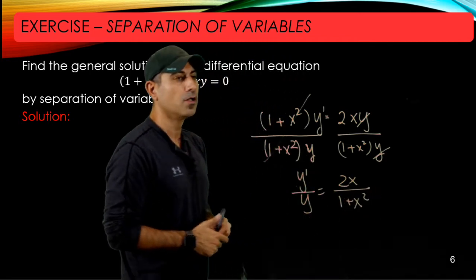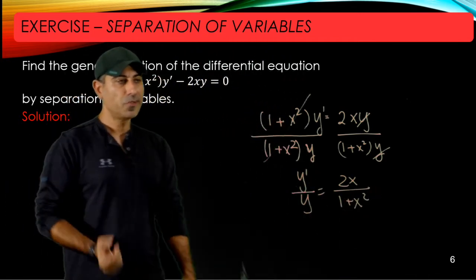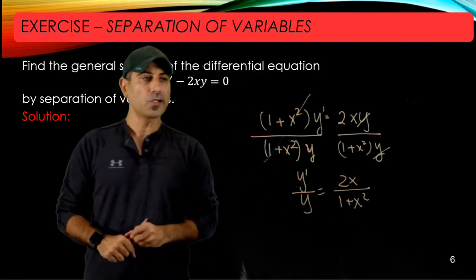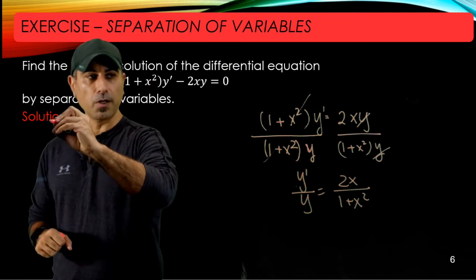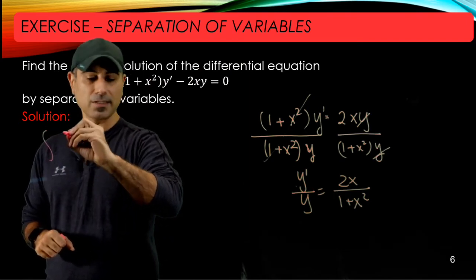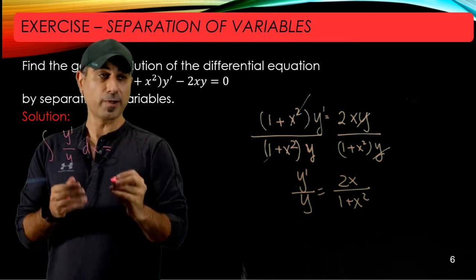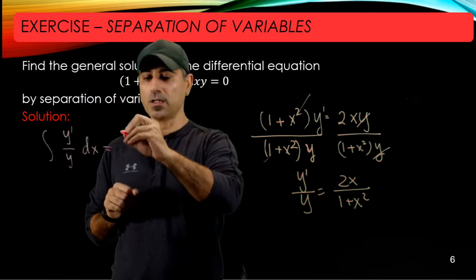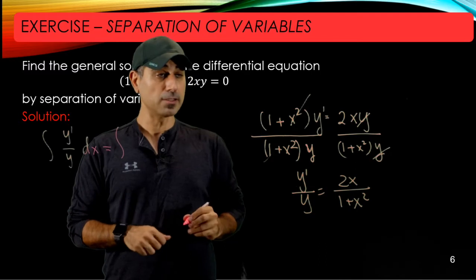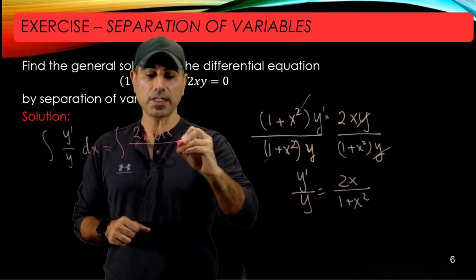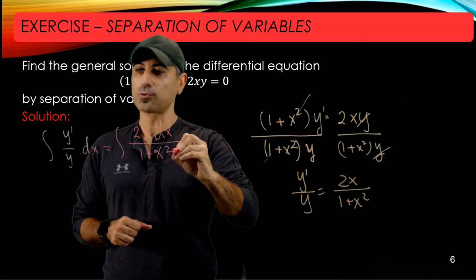the right. As you see, the variables are separated here, and the separation of variables says that you can integrate both sides simultaneously with respect to x. So I'm going to put a dx here to show that the integral is on x, and the same thing here, so this would be 2x dx divided by 1 plus x squared.